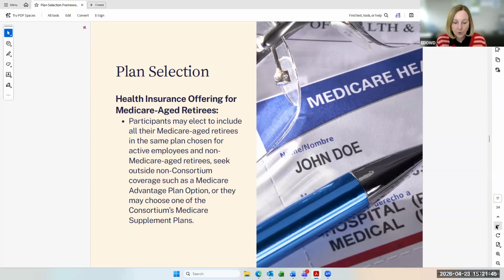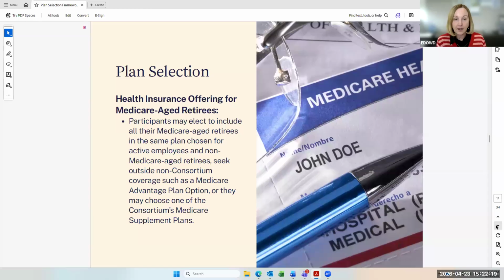You can offer a Medicare supplement plan through the consortium as the plan for your retirees, or your retirees may select a Medicare Advantage plan. We have found we are not competitive. We're not able to provide a Medicare Advantage plan due to how we are organized. But on the open market, there are some Medicare Advantage plans that are available to you.